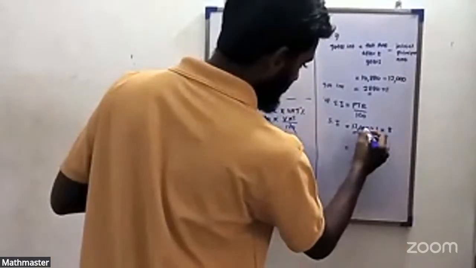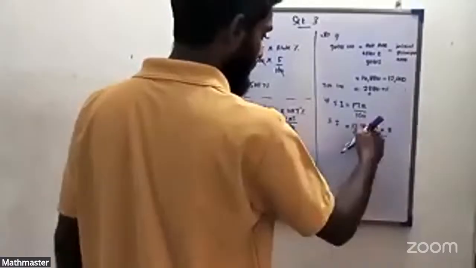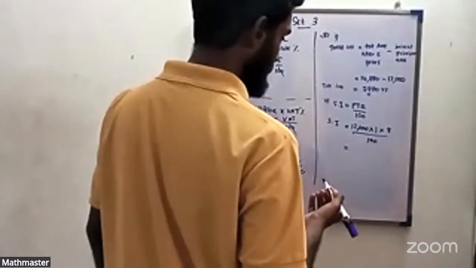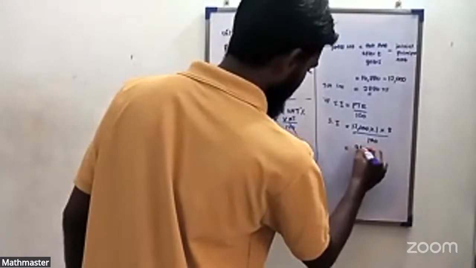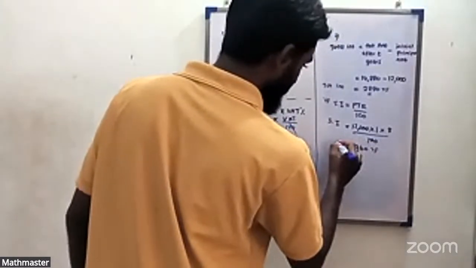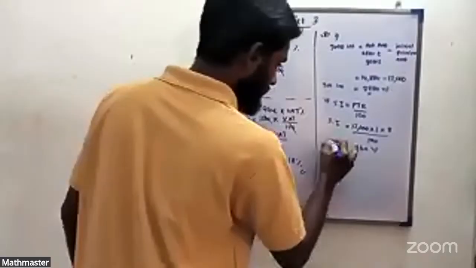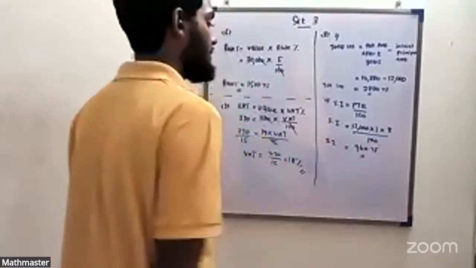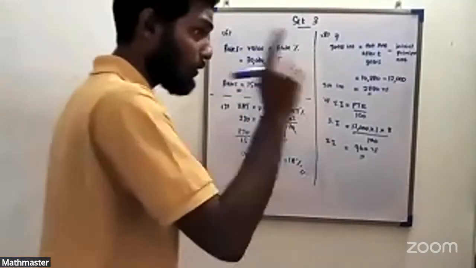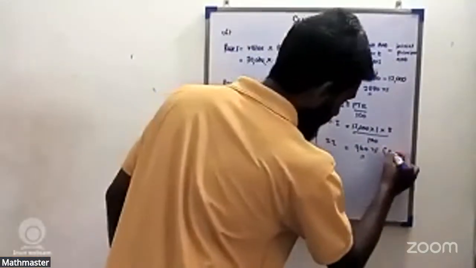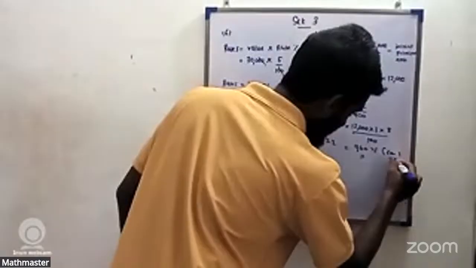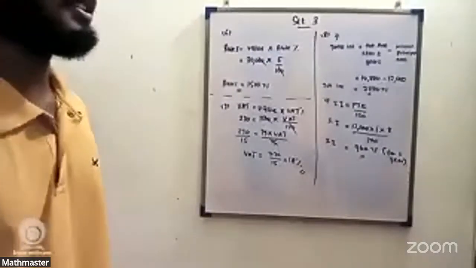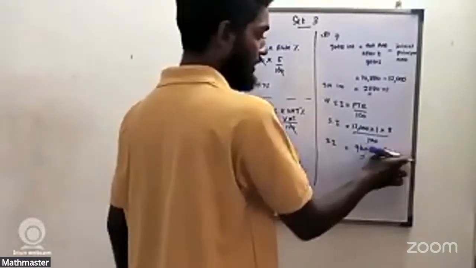20 cancels 20. Then 120 times 8, the answer is 960 rupees. Right? 960 rupees is the simple interest amount that he has to pay for a year. This is for 1 year. Please note this. For 1 year. Very important. This timeline is very important. For 1 year that they ask.